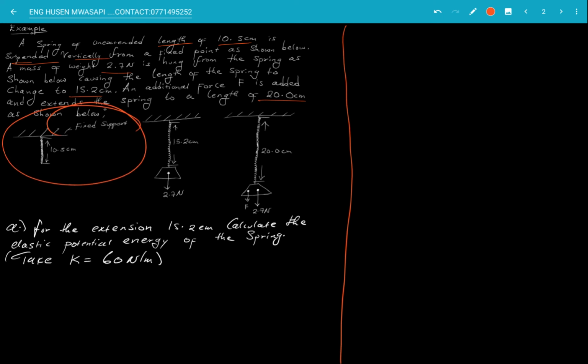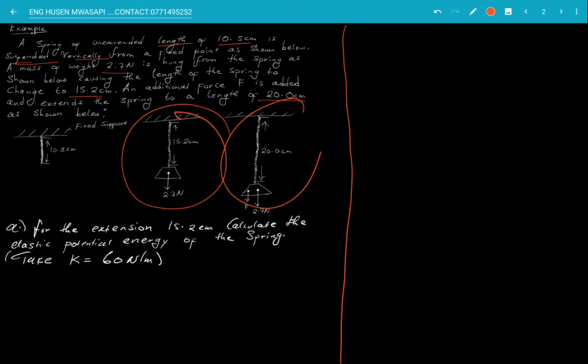So we have this, which is showing us an extended length, and we have this part and that part that show us the two extensions that we had. Part a says, for the extension of 15.2 centimeters, calculate the elastic potential energy of the spring. Take the spring constant k to be equal to 60 newtons per meter. Alright, let us get to it.